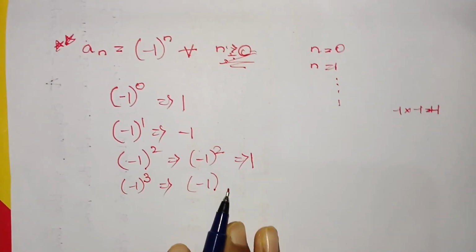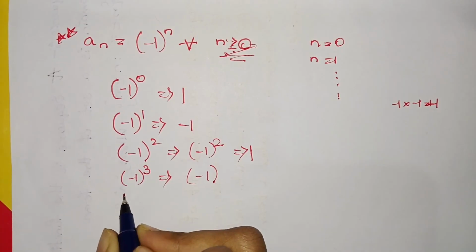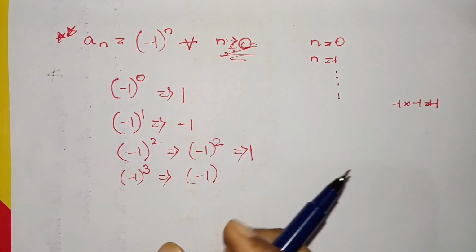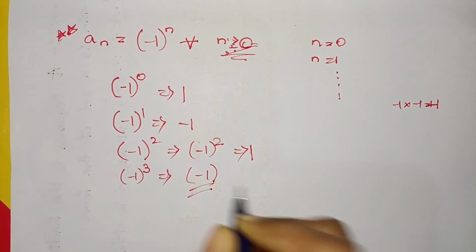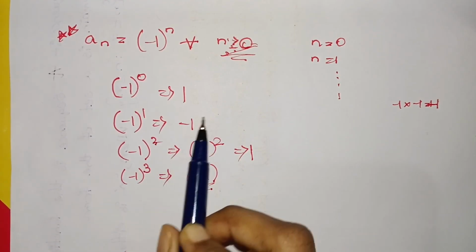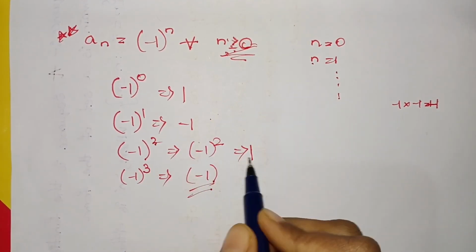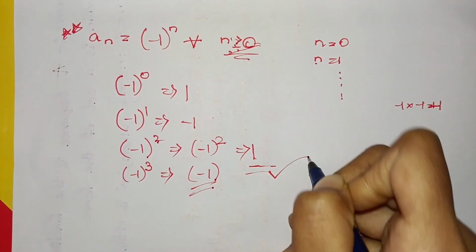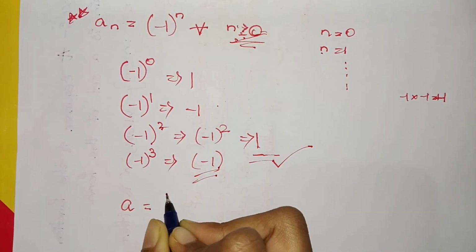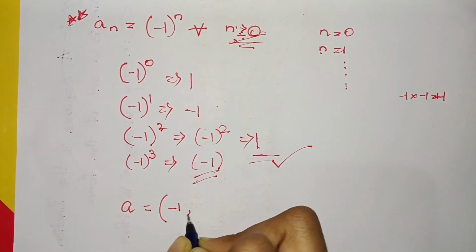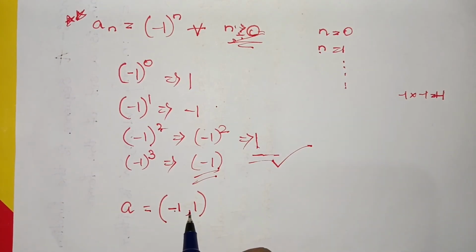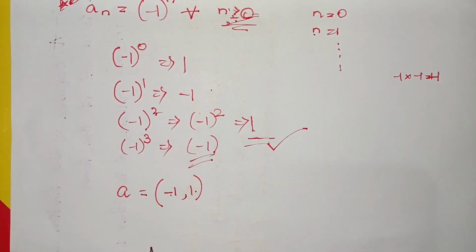So here remember, if we are substituting the odd values 1, 3, 5, 7, then we get the value minus 1. If we substitute even values like 2, 4, 6, 8, we are getting 1. So here the sequence is oscillating, because we are getting minus 1 and 1. Except this we are not getting any other values. So the answer is minus 1 comma positive 1. So the sequence is an oscillating sequence.